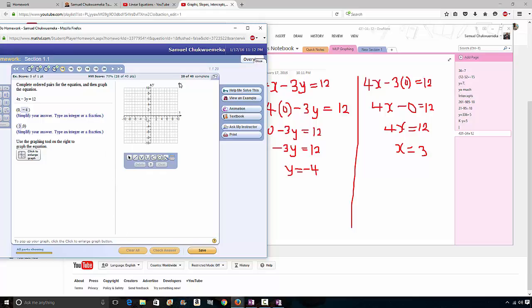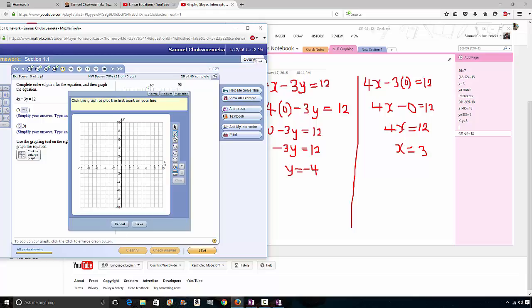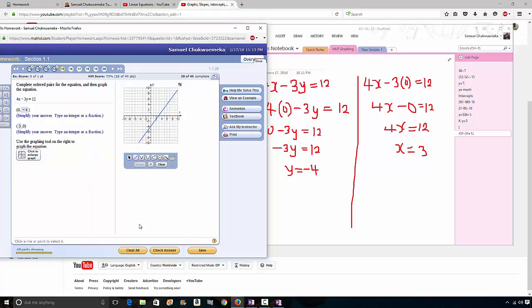And you just graph it. You graph it, get the line to when x is 0, y is negative 4. There you go. And when x is 3, y is 0, 3, 0. Right here. Okay, save, check answer. There you go. Okay.